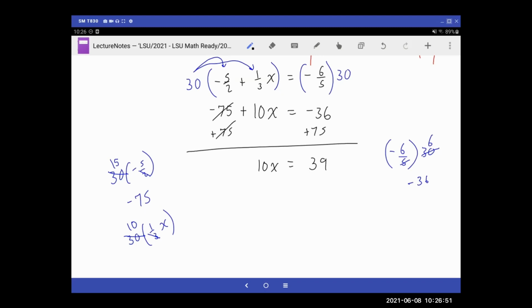Divide both sides by 10. And typically you want to leave that as 39/10. You wouldn't want to write it as 3.9. Usually if you're typing it into Alex, typically you just want to leave it as a fraction. If you can reduce it, of course, reduce the fraction.